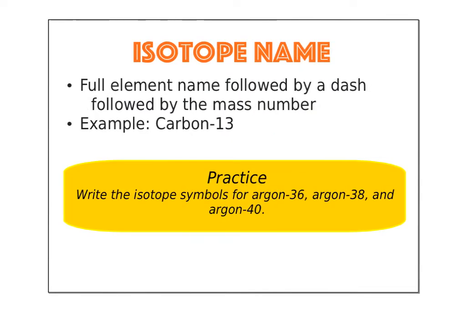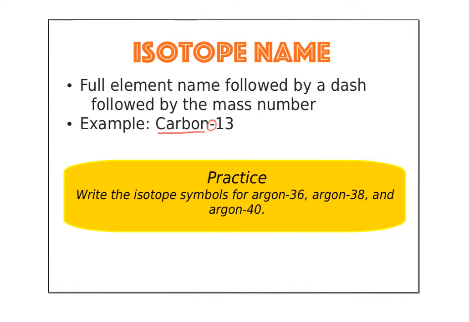All right, next we have the isotope name. The isotope name is different than the symbol. We're gonna put the full element name, so carbon, right? Spell out the whole name as it's written on your periodic table. And then we put a little dash and then the mass number. So notice the isotope name does not contain the atomic number, just the mass number. And remember, mass number, protons plus neutrons.